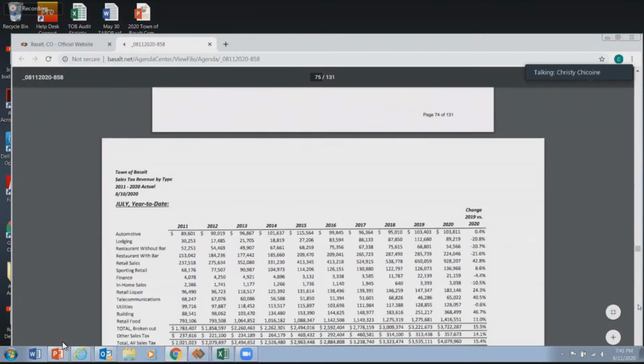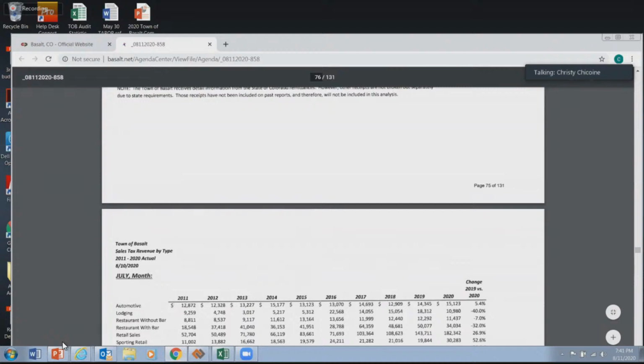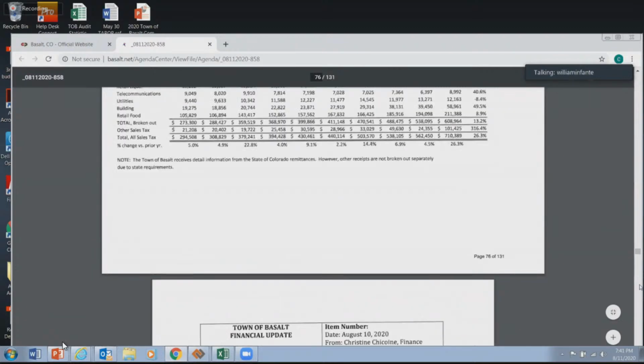So, any questions on this report before I move into the financial modeling? Hey, Christy, yeah, a quick question. With sales tax receipts running so far ahead of projection, is there any TABOR issue? I think I have a hunch what the answer is, but I'm curious.